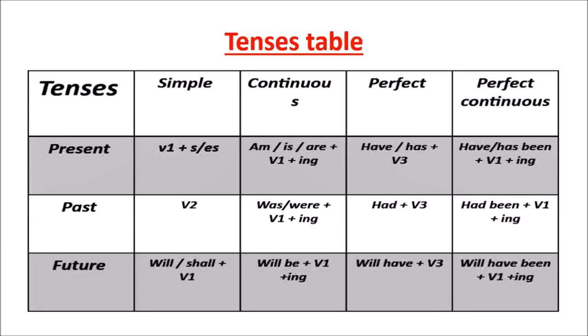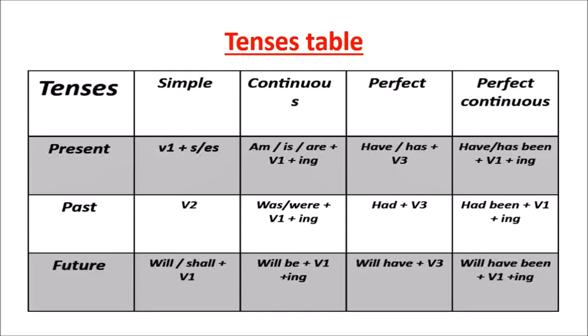Look at the next one, past perfect tense. What is the formula? Had plus verb 3. Next is future perfect tense. The formula is will have plus verb 3. Look at the next and last type, the perfect continuous form. The formula for present perfect continuous is have or has been plus verb 1 plus ing. Past perfect continuous tense is had been plus verb 1 plus ing. The final one, future perfect continuous tense, is will have been plus verb 1 plus ing.